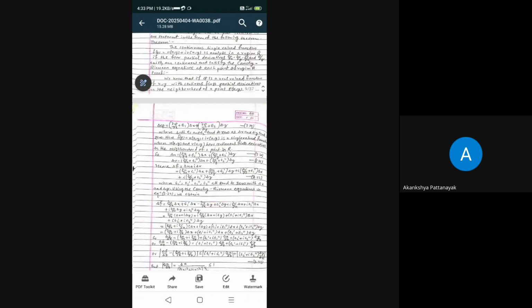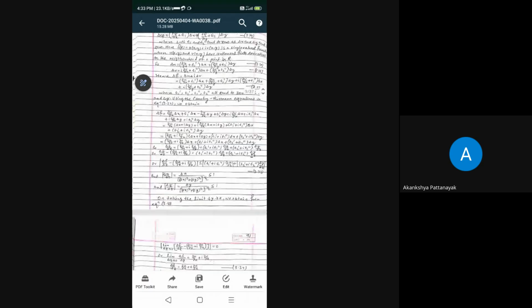So here is the proof. You can also try. Here you can see that df by dz is equal to del u by del x plus i del v by del x.